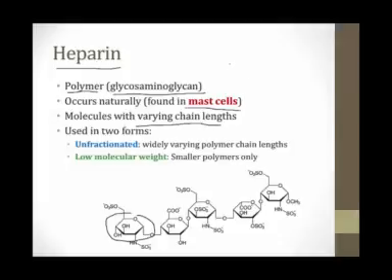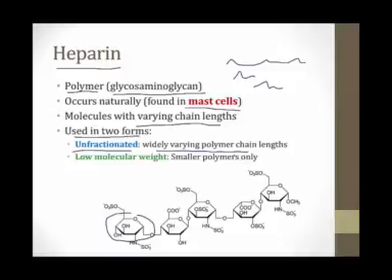So for example, in a sample of heparin, some of the chains will be very long, some will be very short, and some will be in the middle. It's used clinically in two forms. The first form is called unfractionated heparin. When you administer this form of the drug, you are administering widely varying polymer chain lengths to the patient, and that has one set of effects which we'll talk about in a minute.